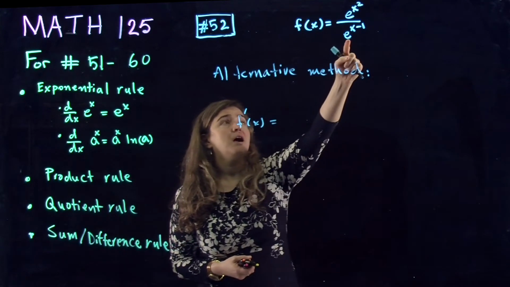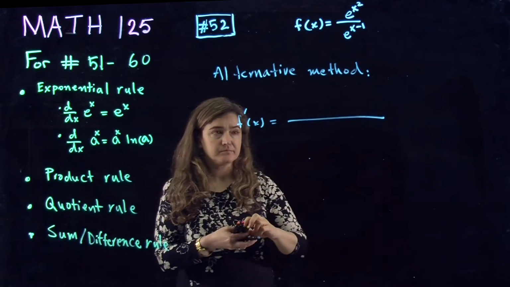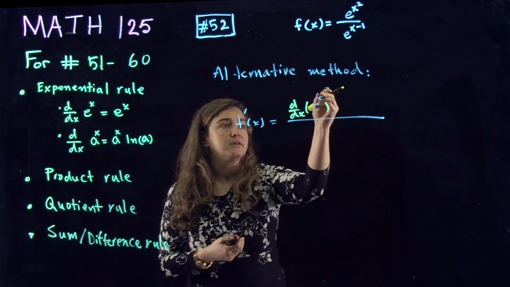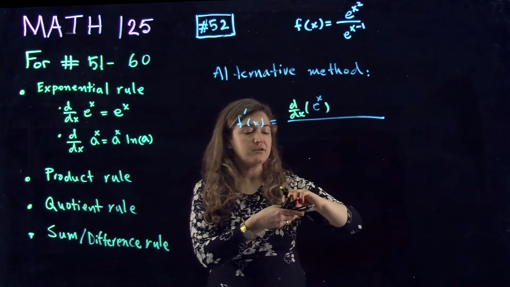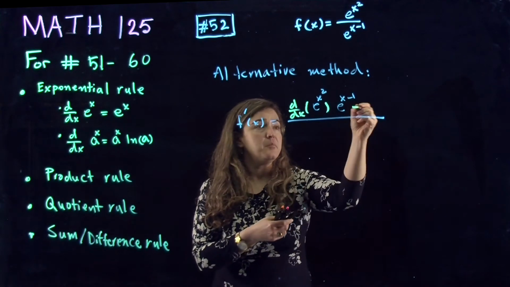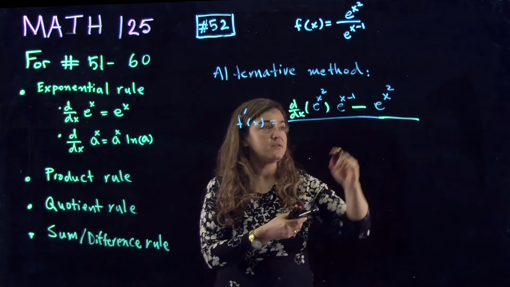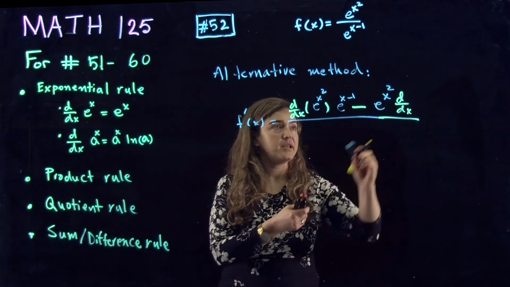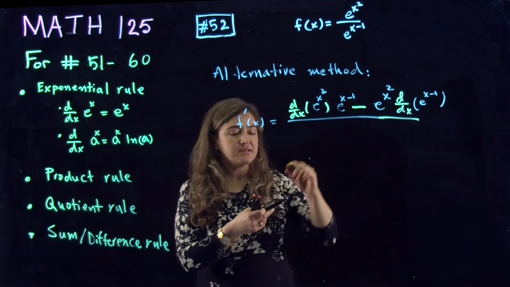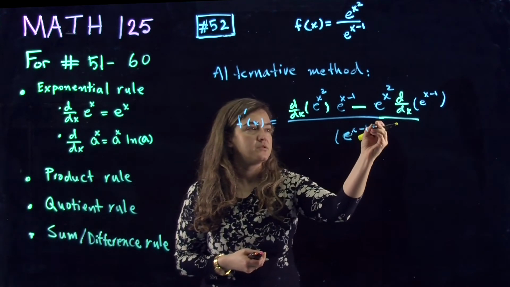With the quotient rule, I have to take the derivative of the top, the derivative of the numerator times the denominator, minus the numerator times the derivative of the denominator. Then divided by the denominator to the power 2.